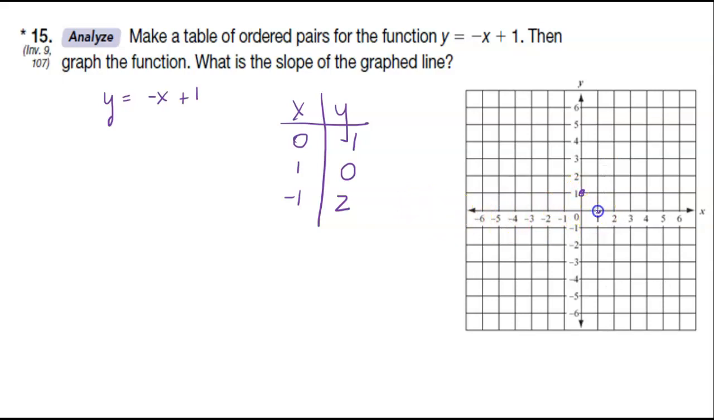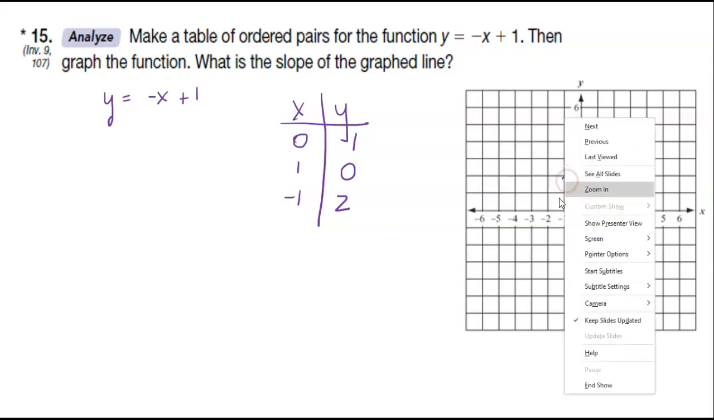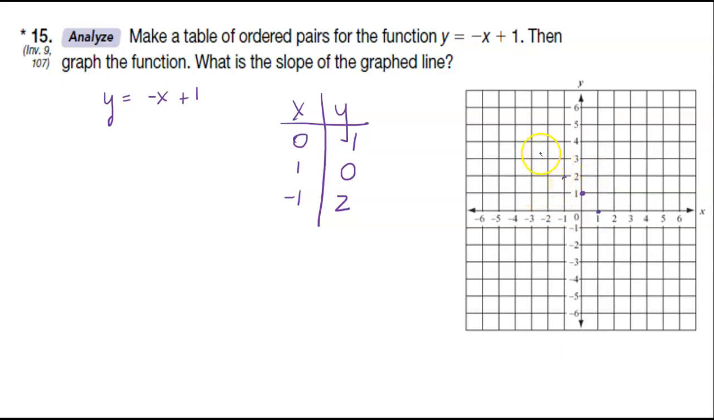1, 0, negative 1, 2. What have I done? Wait, this? Yeah, that makes a line. Stop. I'm trying to make a line. Okay. So then let's do, this is x1, y1, and this is x2, y2.